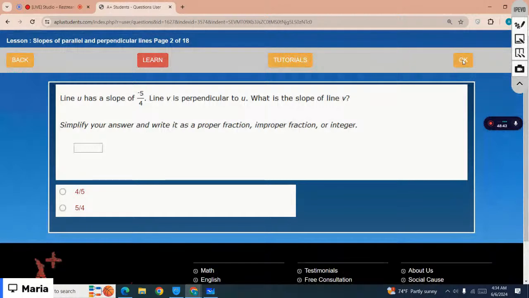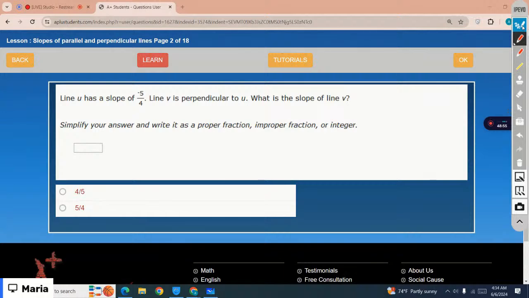Line U has a slope of negative 5 by 4. Line V is perpendicular to line U. What is the slope of line V? So the lines are perpendicular, right? Perpendicular lines have slopes that are opposite reciprocals. So line U has the slope negative 5 by 4.